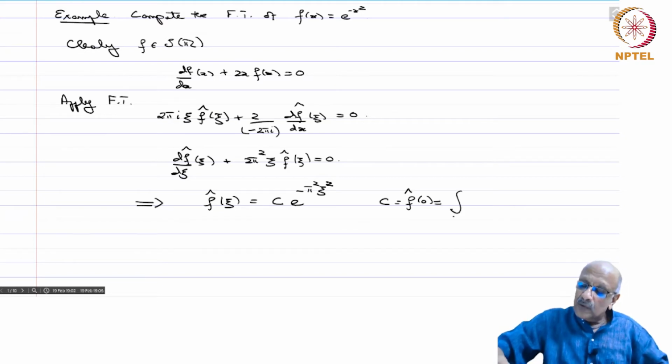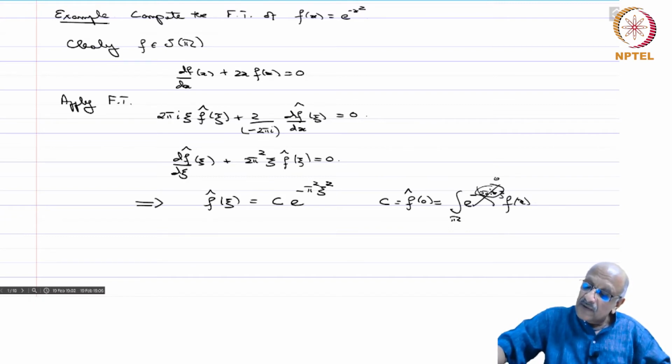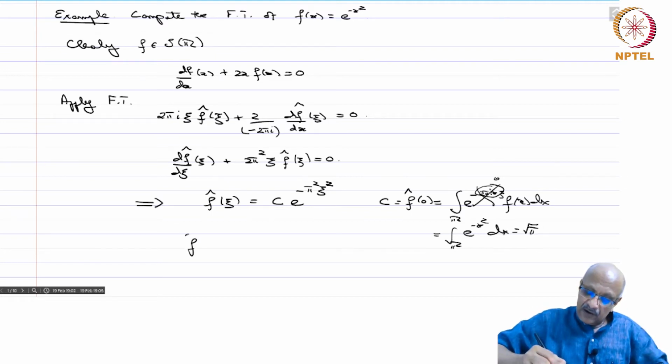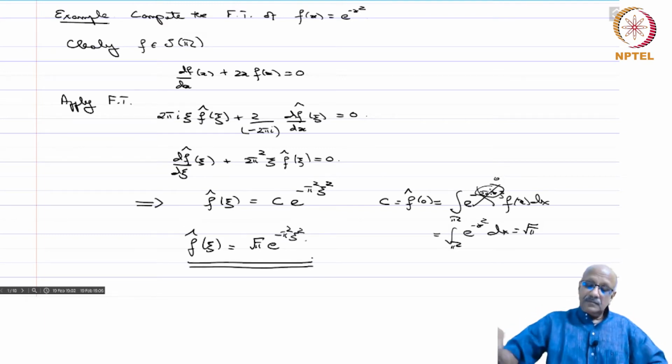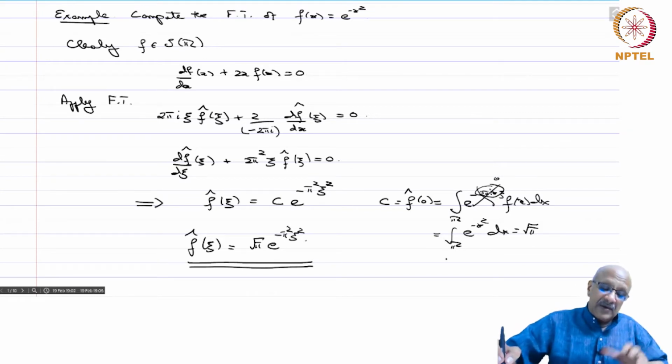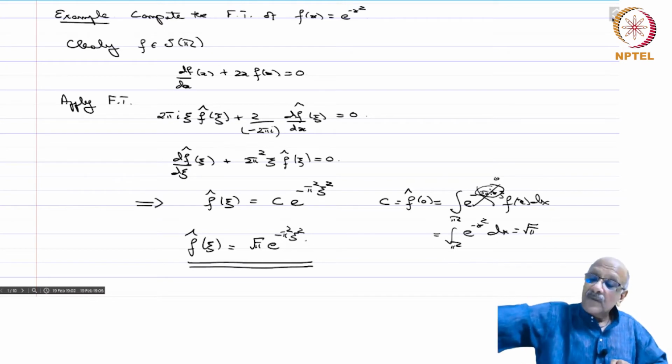F hat 0 is equal to integral over R of e power minus 2 pi i x xi, and xi is 0, so the exponential part will not come. Therefore this whole thing will disappear, just f of x dx, which is equal to integral over R e power minus x square dx, which we know is root pi. And therefore we have f hat xi equals root pi e power minus pi square xi square. So this is a very simple application of the previous theorem which we proved to compute the thing.